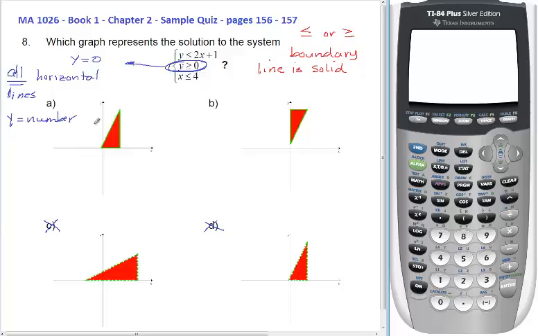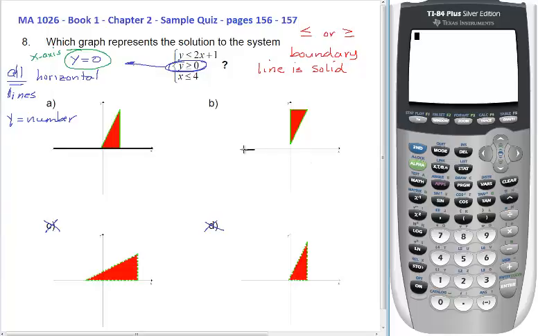So we know it's a horizontal line. Y equals 0 is the x-axis. This is actually the equation of the x-axis. The equation of the y-axis is x equal to 0 because it's a vertical line. Now, we're saying y greater than 0. So here's the x-axis right here, and we're saying greater than that, right? So we would shade above that. So it does match in A.